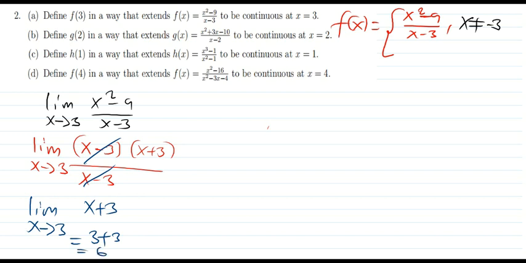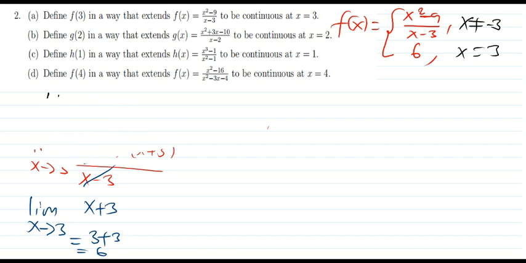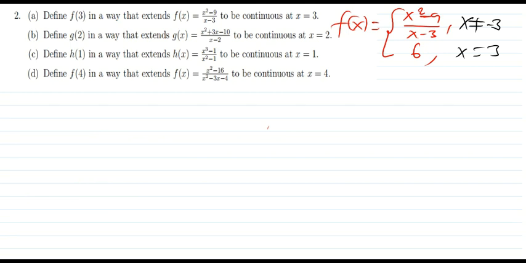What it means there is that if the answer is 6, the condition should be x has to be equal to 3. So if x is 3, the answer will be 6. At that point, this is going to be continuous and it's going to be defined. So that is it for part A. Now for part B, I can clearly say that if I plug in 2 directly, I'm going to have 0 over 0.